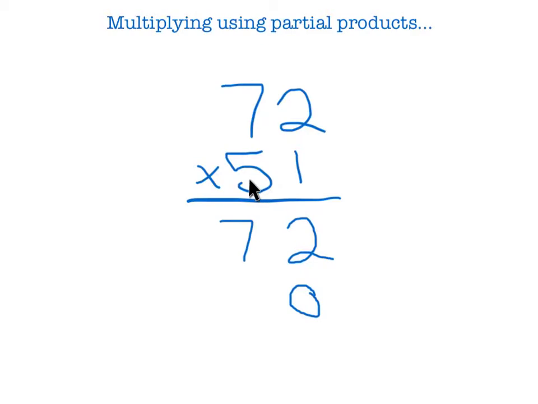We have a 5. We're going to take this 5 and multiply it to the 2. 5 times 2 is 10. We put down our 0 here and we carry our 1. Now we do 5 times 7. 5 times 7 is 35. Then you have to add the number you've carried. 35 plus 1 is 36.